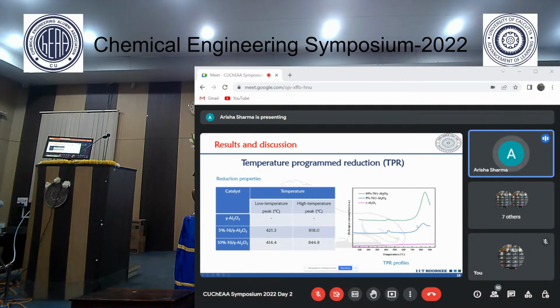Whereas for both the catalysts, we found that there are two peaks. The peak at the low temperature is showing the reduction of nickel oxide to nickel, whereas the high temperature peak is showing the reduction of NiAl2O4. And with the increase in nickel loading, we can see the hydrogen consumption is increasing and the temperature is shifting to the right side. This is due to the strengthening of metal support interaction. So this was the characterization.